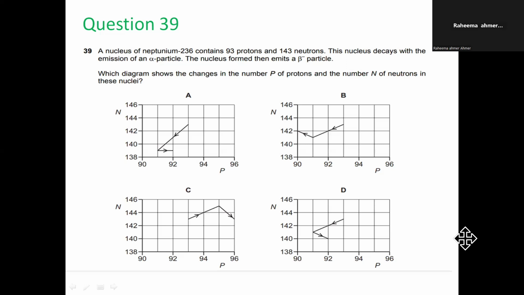So be very careful. They are asking not about the nucleon number. They are asking about the number of protons and number of neutrons, not the nucleon number. So don't be confused. Okay.